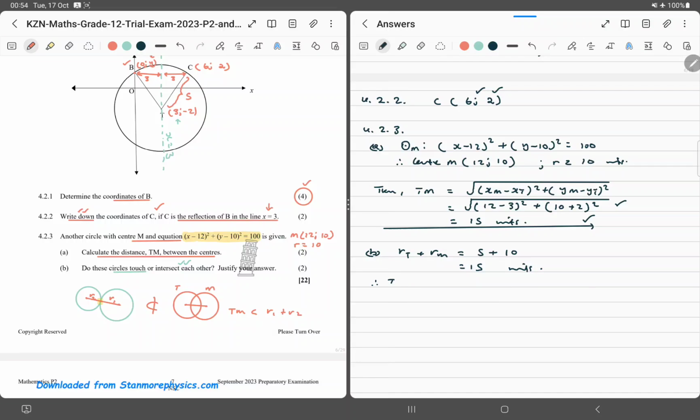We can say therefore the two circles touch at only 1 point in their circumference, since we can see that TM is equal to RT plus RM.